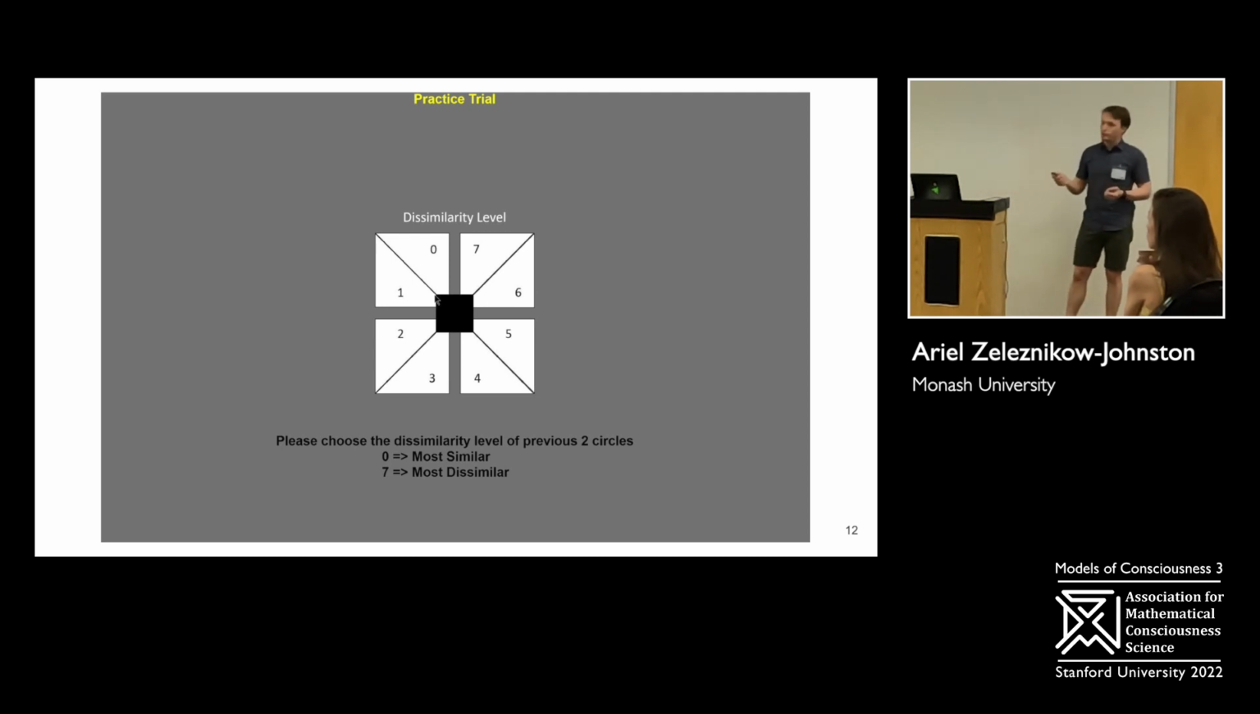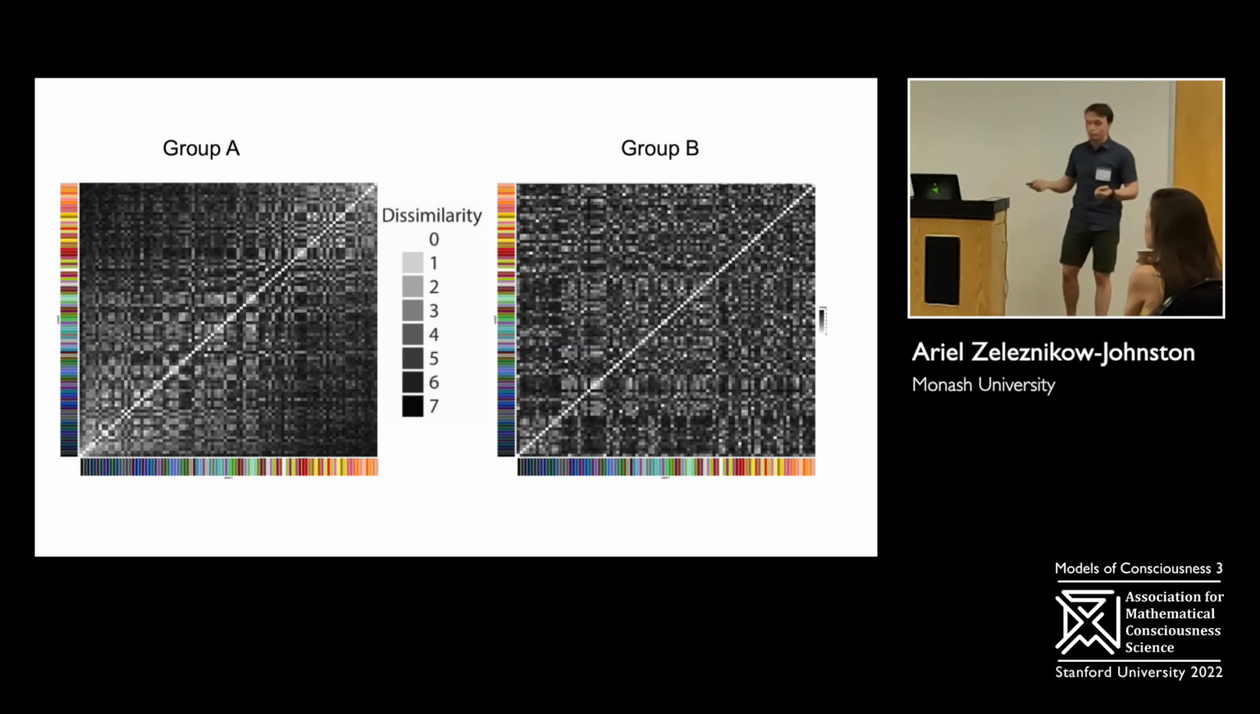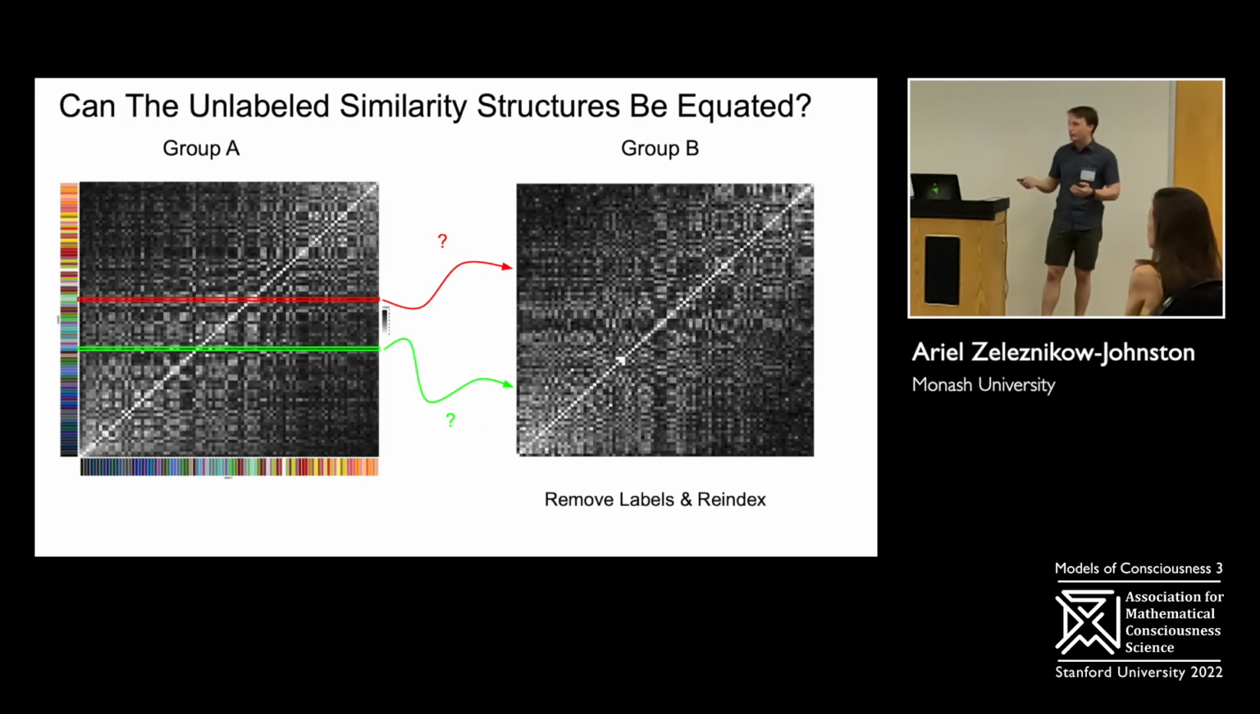And the first question that we wanted to know is if we take away the labels, and even if we re-index the dissimilarity matrix, is there something about the structures that we can use to still accurately identify which color on which structure corresponds to which color on the other structure, according to the original labels?